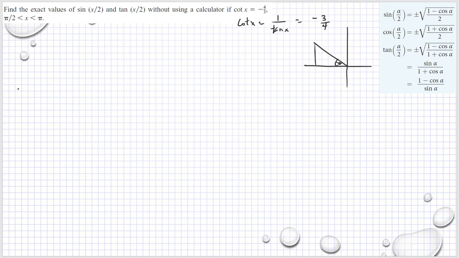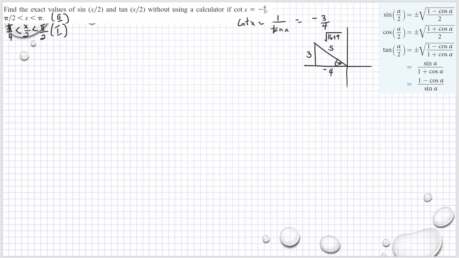Tangent is negative 3/4. The opposite side is 3, that's positive, and the adjacent is negative 4. And for our hypotenuse, we have the square root of 16 plus 9, that is 25. Then we have 5 there. Our x over 2 will be between pi over 4 and pi over 2. That is in the first quadrant. This is the second quadrant, and this is the first quadrant.